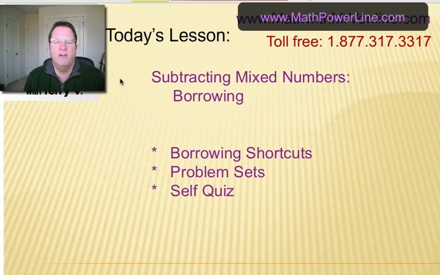This is the second video in a series about subtracting mixed numbers and borrowing. There's times when you have to do this thing called borrowing, and in the first video I explained what that looks like and how to do it quickly in a shortcut. Now we're going to be looking at a problem set. I'm going to have you try 4 problems, so get a piece of paper ready and get ready to pause the video. Here we go.